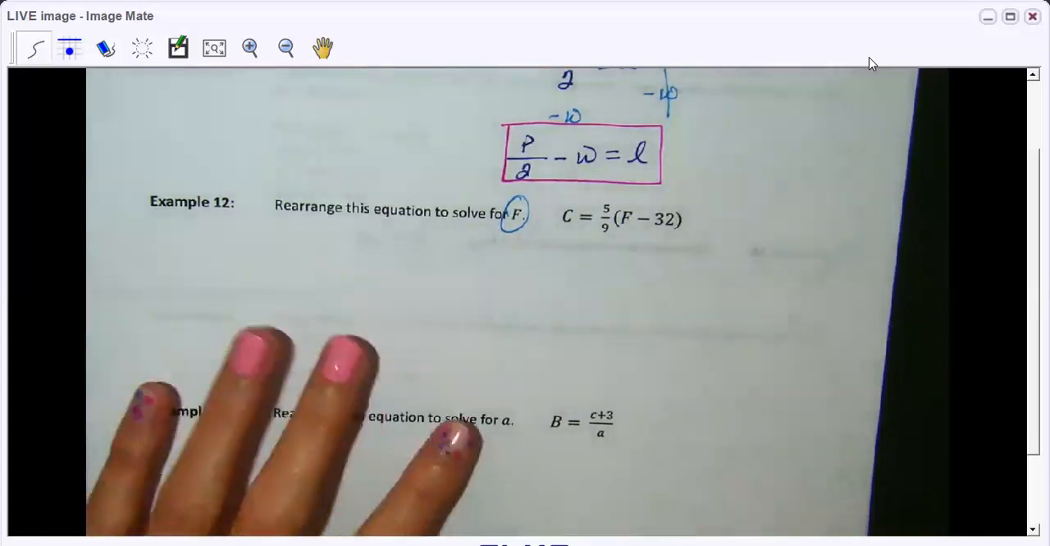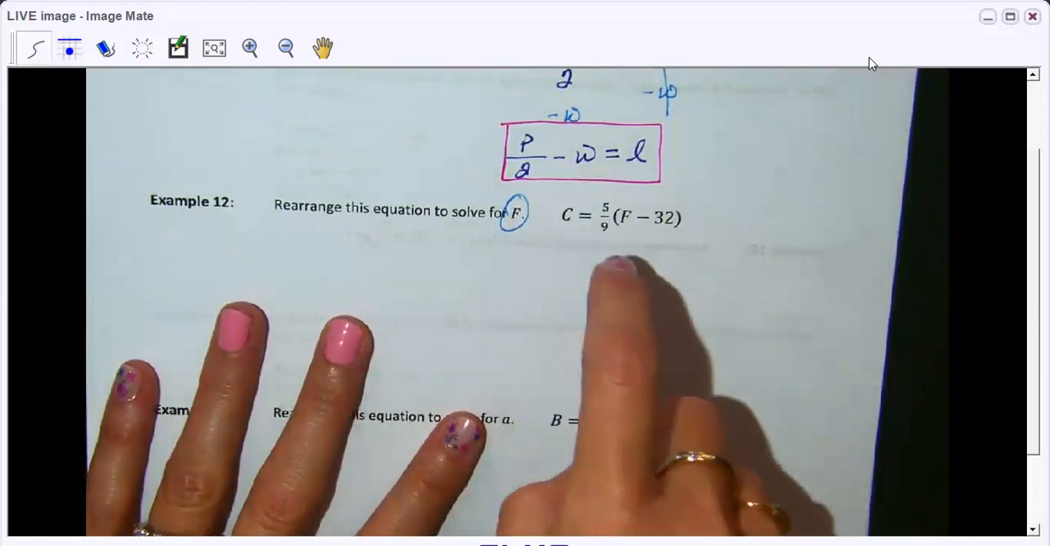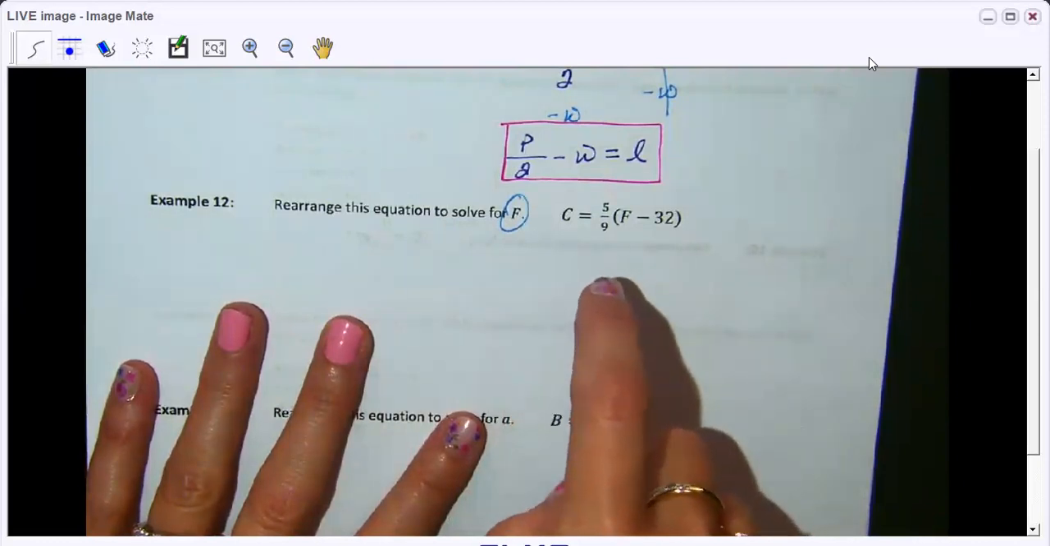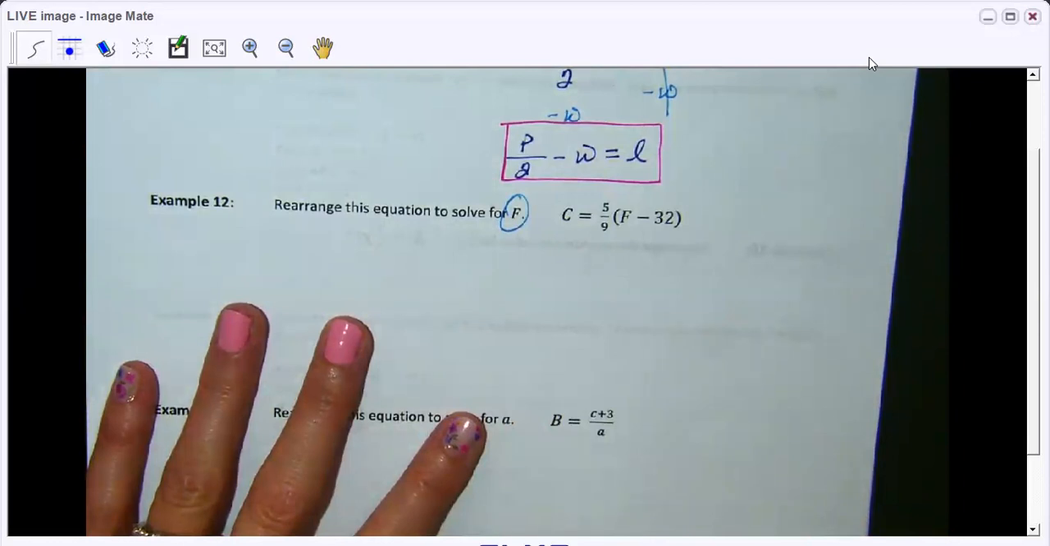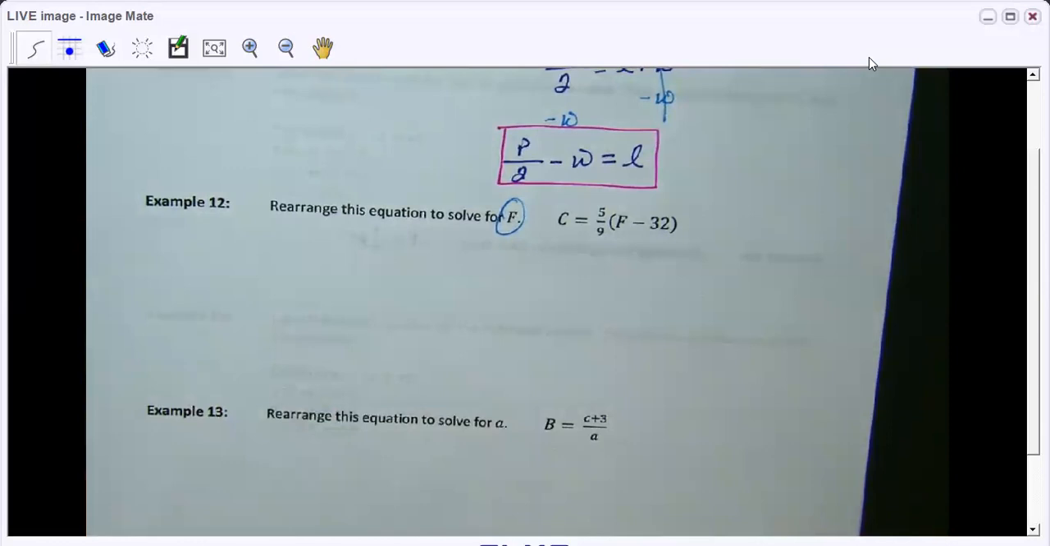So, how are we going to get rid of the 5/9? Somebody raise your hand. Okay, Jeremiah. Times, close. Asher? Okay, you could distribute, but that gives you so much more work. Yeah, so Jeremiah was close. You're going to multiply by the reciprocal, so you're going to multiply both sides by 9/5.